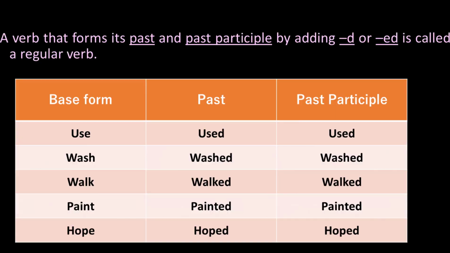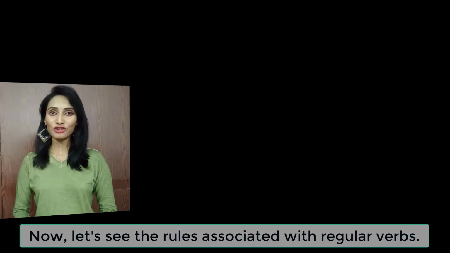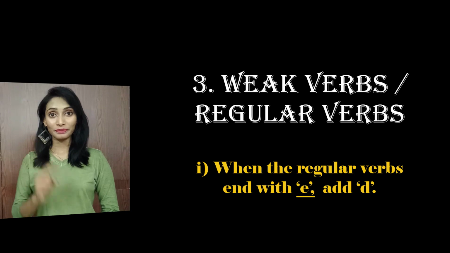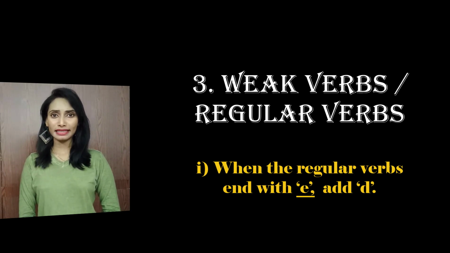For example, use, used, used; wash, washed, washed; walk, walked, walked; paint, painted, painted; hope, hoped, hoped. Now let's see the rules associated with regular verbs. Rule number 1. When a regular verb ends with E, add D to form V2 and V3 forms.